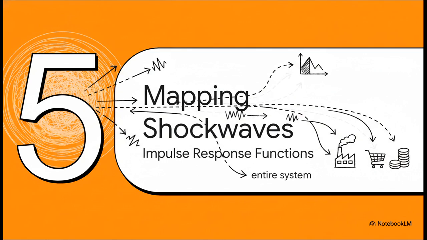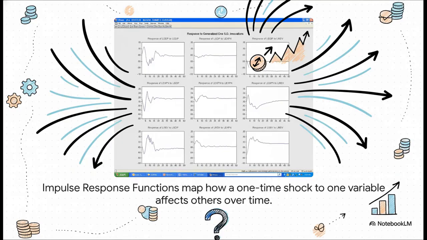Okay, so once we've established those true long-run relationships, we can unlock an even more powerful tool. This one actually lets us trace the ripple effects of a single economic event as it moves through the whole system. These charts are called impulse response functions. Just check out the top right chart. It's mapping what happens to GDP, that's LGDP, over the next 50 months, all because of a single unexpected shock to government revenue, or LREV. We can literally watch the economic shockwave play out over years.